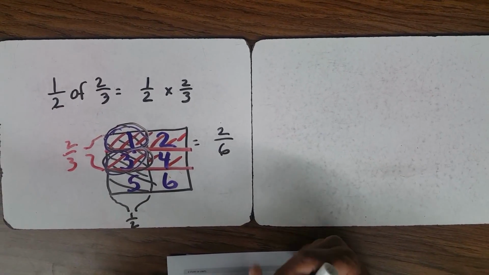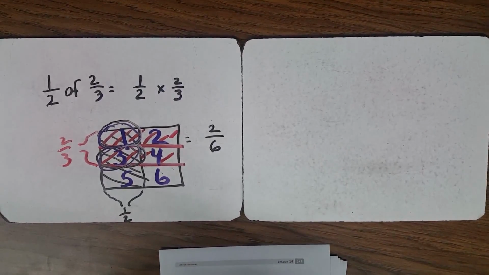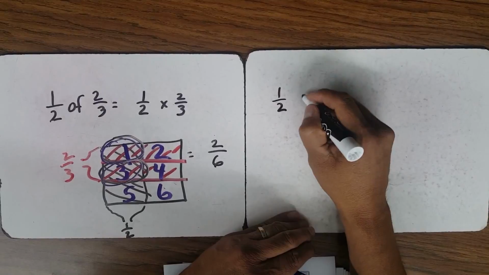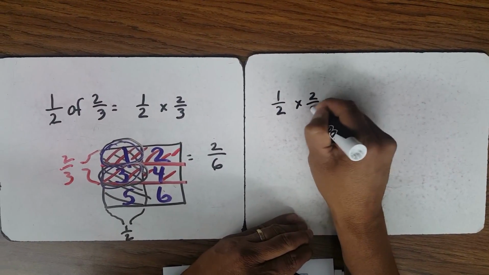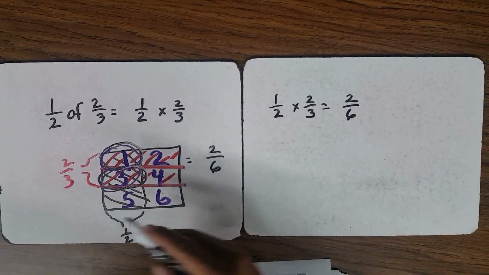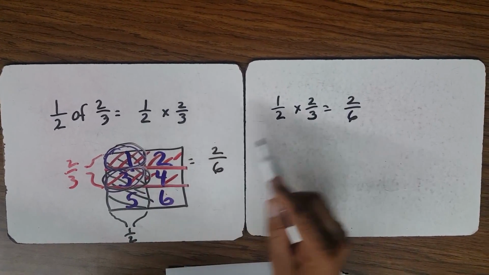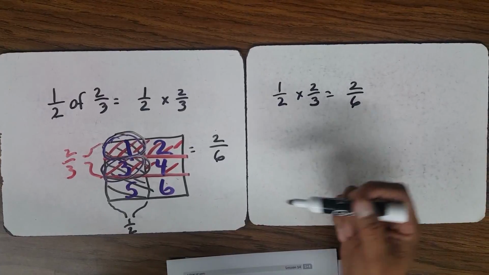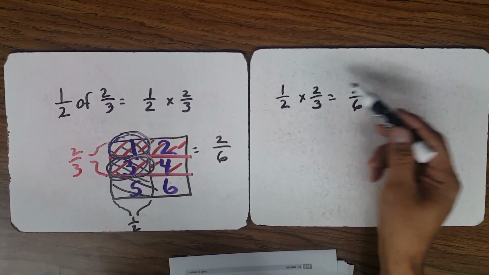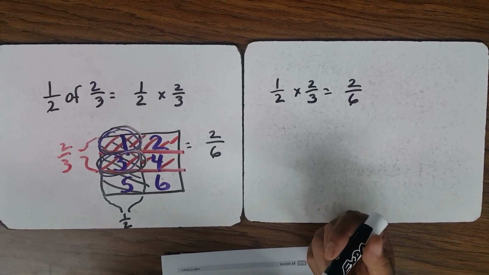So how does this look written out all the way through? This is 1/2 times 2/3 equals 2/6. That's how this is written out, like that, and that's how it looks. This is our area model, and this is how we get an answer from an area model.